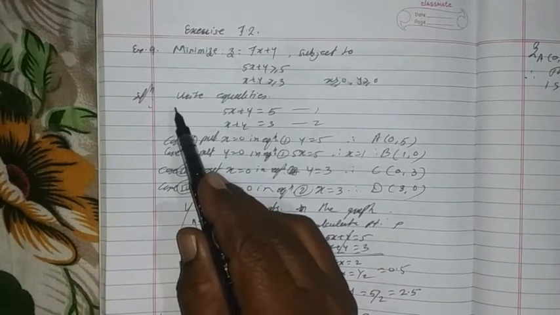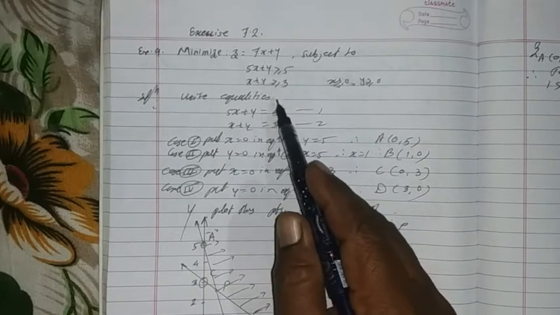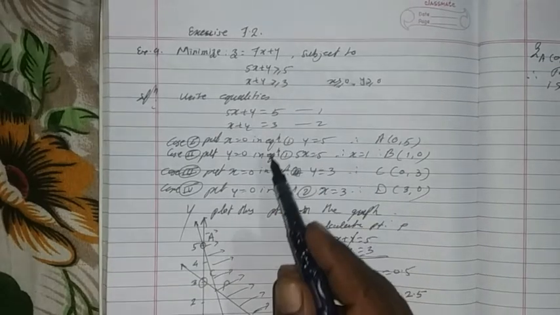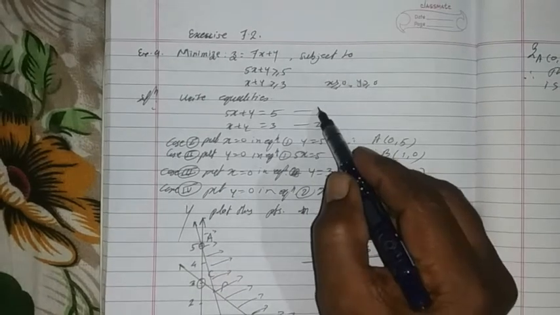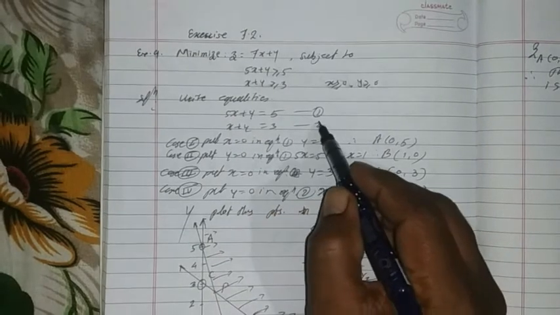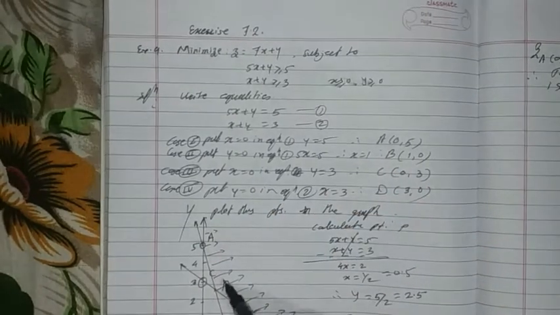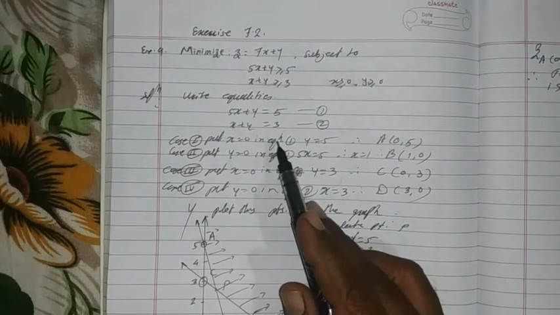Solution: write the inequations as equalities. These inequalities become equalities, that is, the constraints. 5x plus y is equal to 5, equation number 1. Second, x plus y is equal to 3, equation number 2. We have to calculate the points A, B, C, D from these two linear equations.